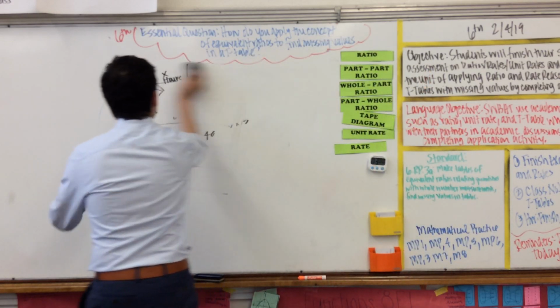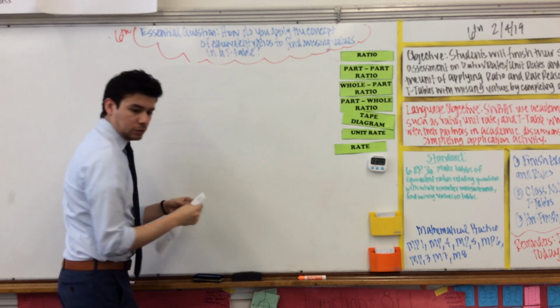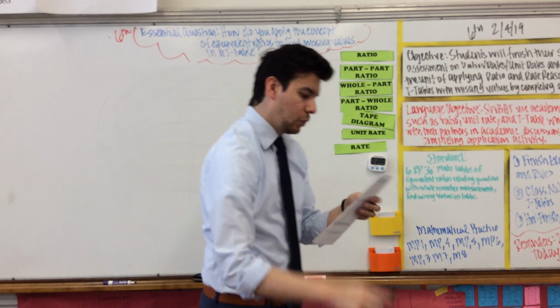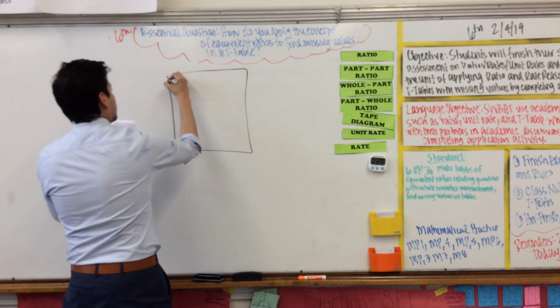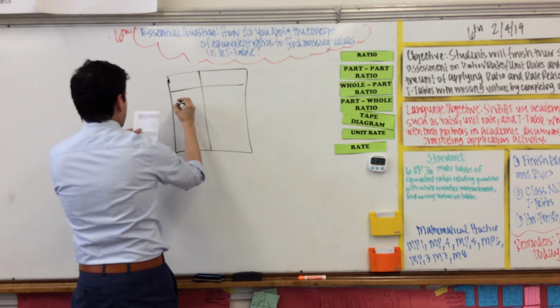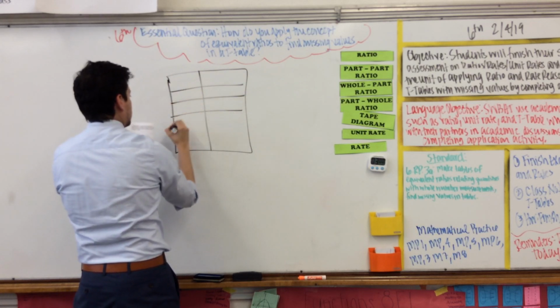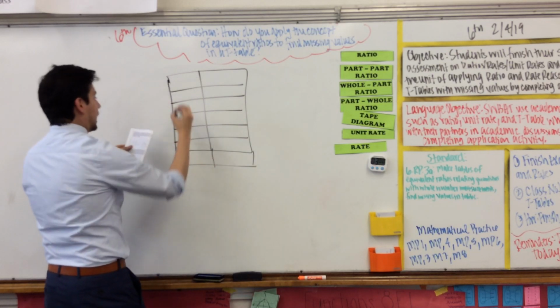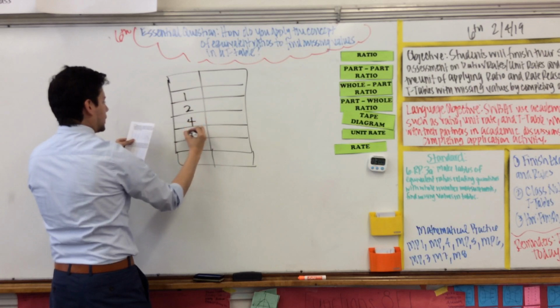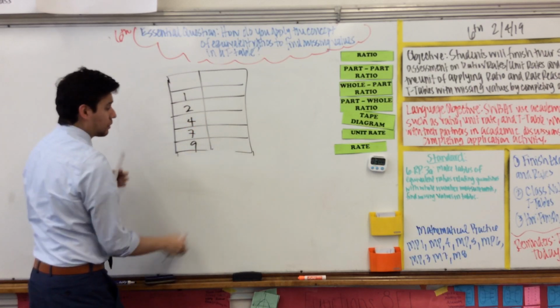Because sometimes you're forced to. They give you the numbers and you're forced to fill out the t-table. Like this one, number 7. 1, 2, 3, 4, 5, and I think I need another one. They gave you 1, 2, 4, 7, 9. So you're forced to use those numbers, which is okay.